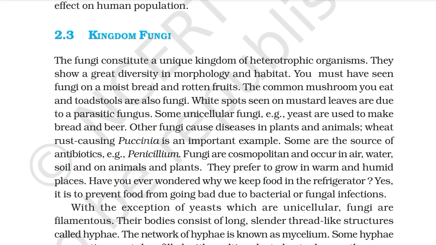Other fungi cause diseases in plants and animals. Wheat rust causing Puccinia is an important example. Some are the source of antibiotics, example Penicillium. Fungi are cosmopolitan and occur in air, water, soil, and on animals and plants. They prefer to grow in warm and humid places. Have you ever wondered why we keep food in a refrigerator? Yes, it is to prevent food from going bad due to bacterial or fungal infections.